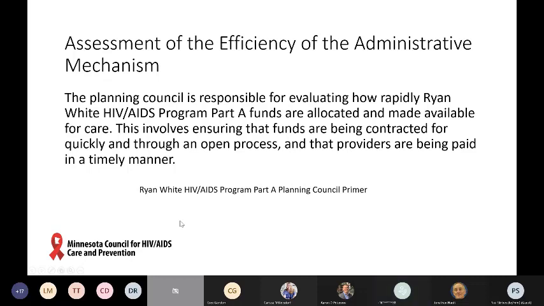Another way to think of it is we're evaluating how rapidly the Ryan White funds that we allocate are made out to the community so people are able to access those services as quickly as possible. We also want to make sure that when Part A contracts for services, they do it through an open process and that they're securing enough subrecipients or providers to reach the people they're intended to serve, and that the providers are being paid in a timely manner. So we gather all of that information and data, and then you as a council member look at all of that information and determine whether or not that was met.